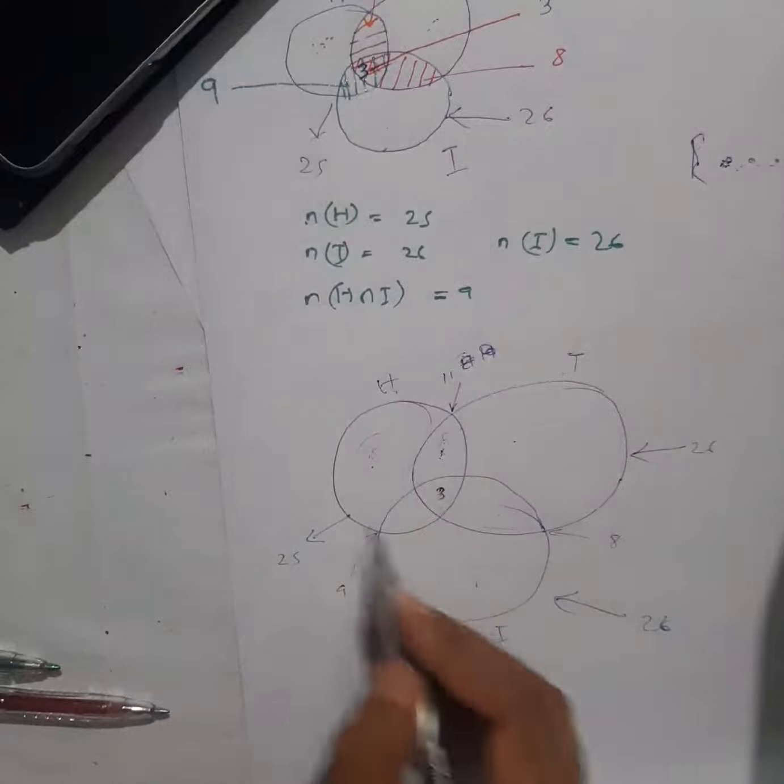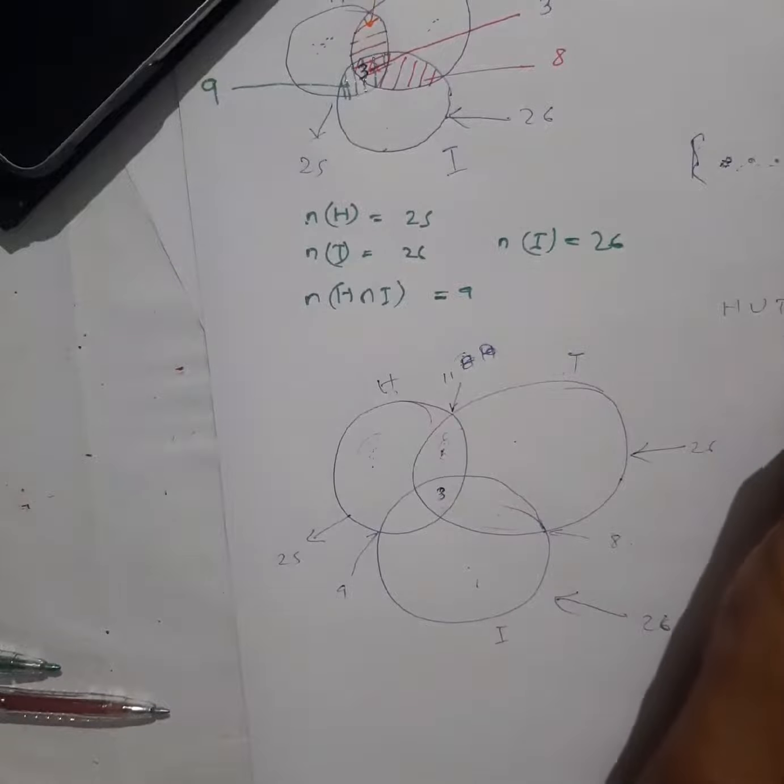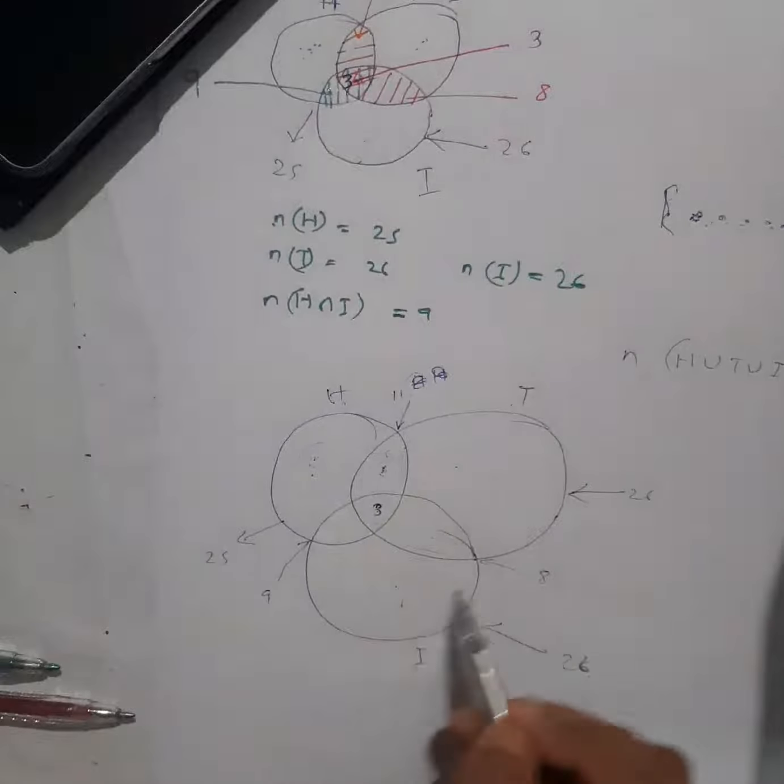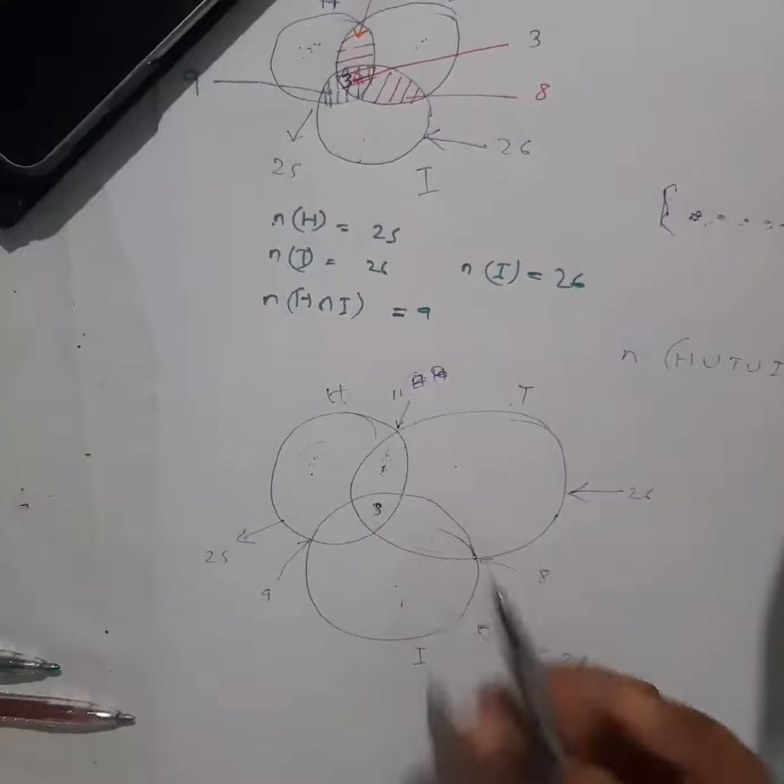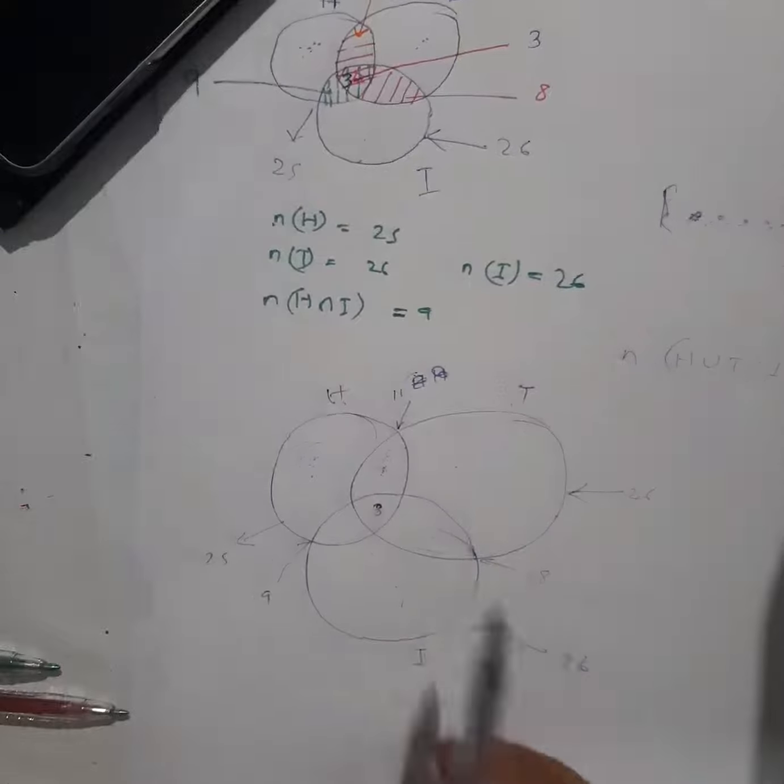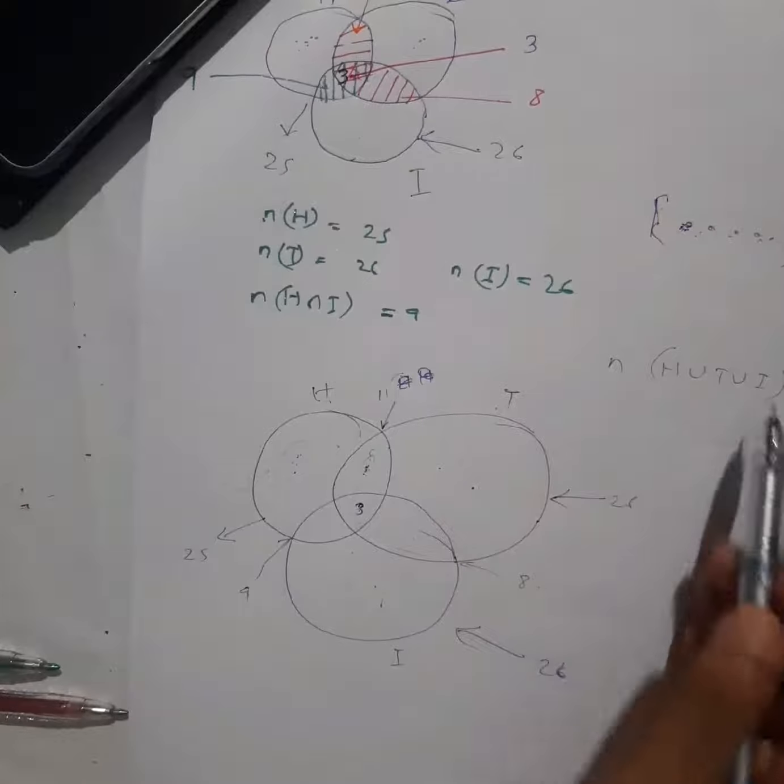Means what? I have to find out H union T union I. I hope you can understand. I have to find out all these people, how many it is. Why? Because they all read a newspaper, at least one they used to read, right? So I have to find out all these people only. Means H union T union I.